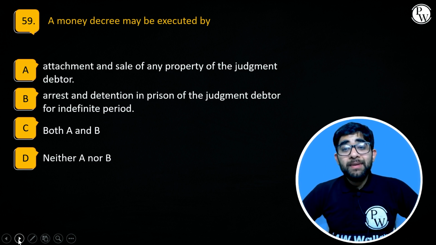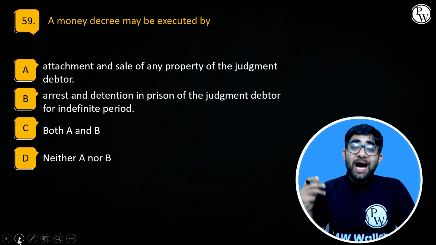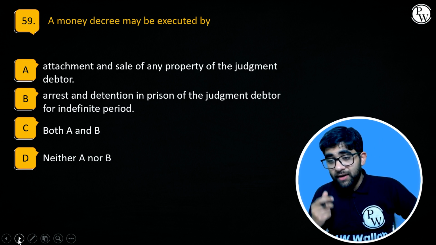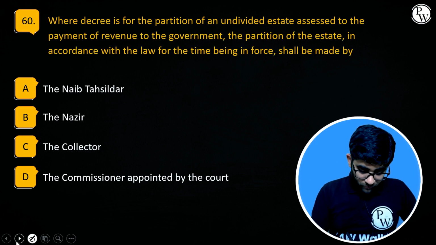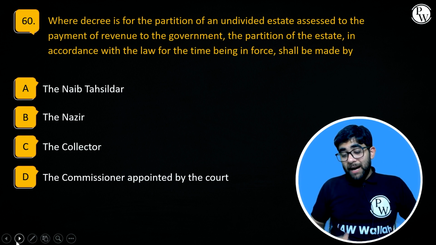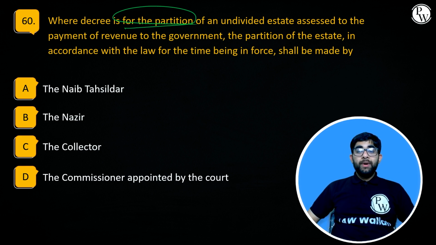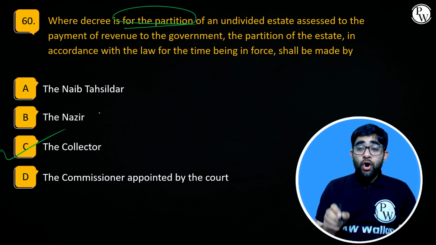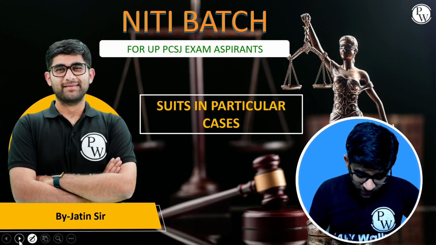59. A money decree may be executed by the attachment and sale of any property of the judgment debtor, arrest and detention in prison of the judgment debtor for indefinite period, both A and B, neither A nor B. The answer to this is A. Attachment and sale of any property of the judgment debtor. Next, where decree is of the partition of an undivided estate assessed to payment of revenue to the government, the partition of the estate in accordance with the law for the time being in force shall be made by the collector. I have already told you that in case of partition, the power vests with the collector.